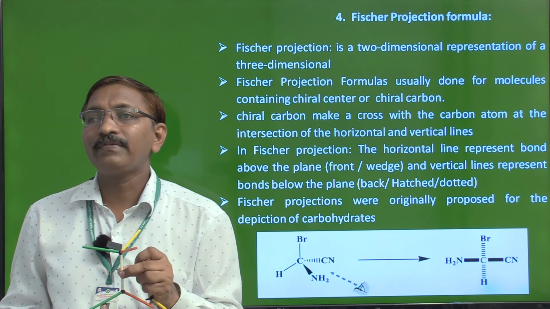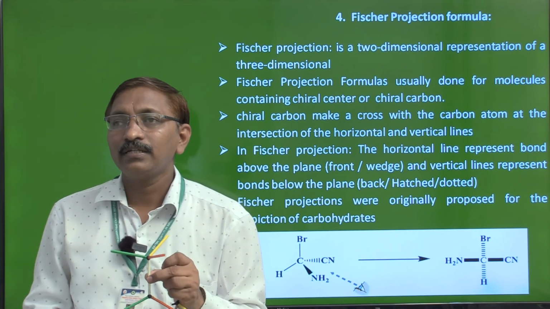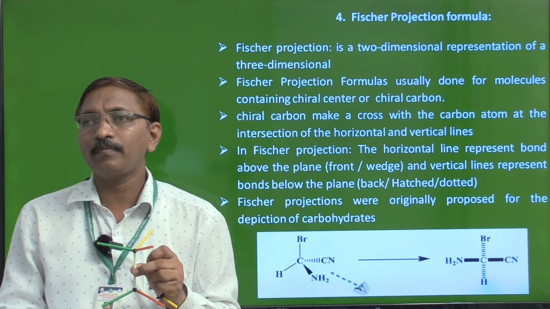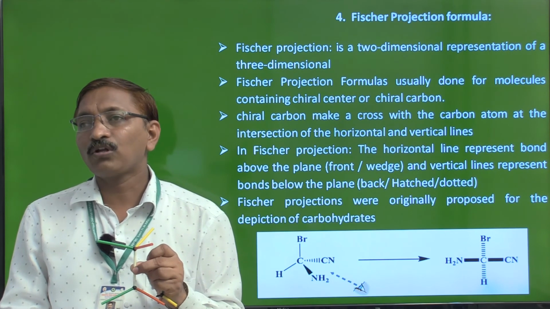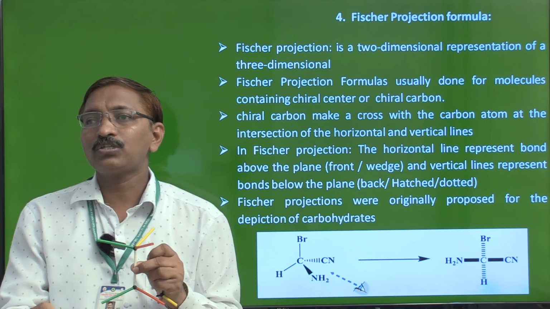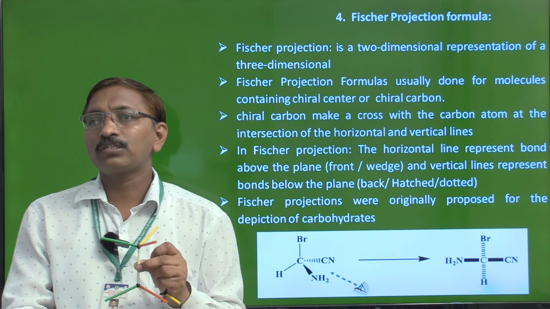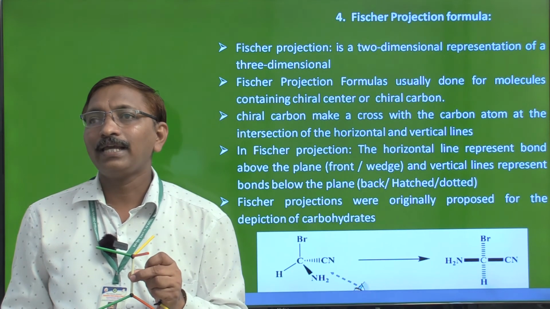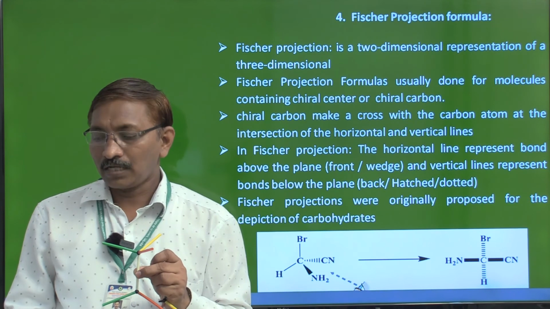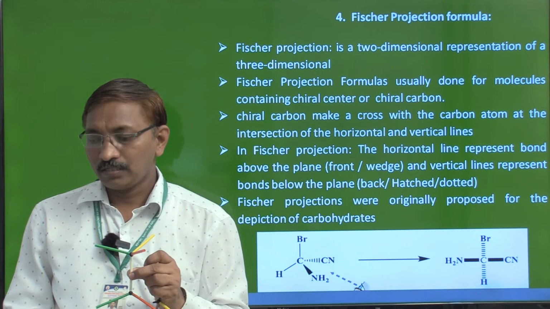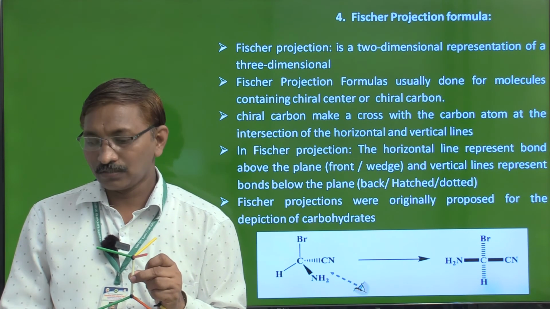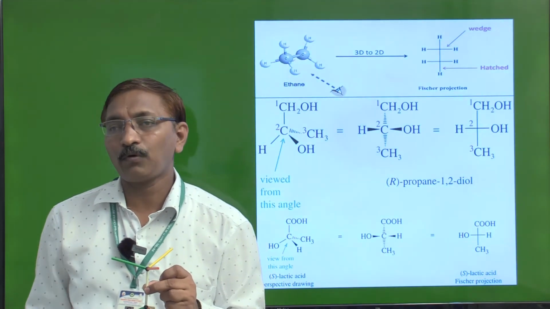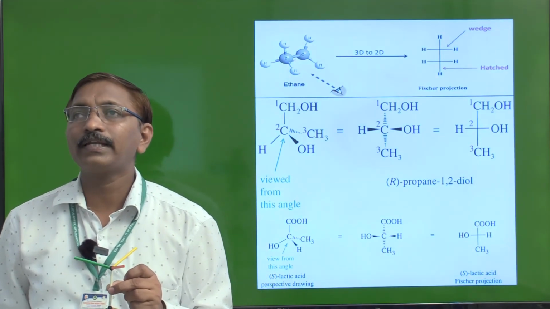So here, when we take a symmetric center having 4 different groups, that is bromine, hydrogen, cyanide and amine, and this is the view of the viewer, then we can observe this cyanide and NH2 are towards you, while the carbon and bromine are away from you. So they are represented by a vertical line, and NH2 and CN are represented by a thick line, that is a horizontal line.